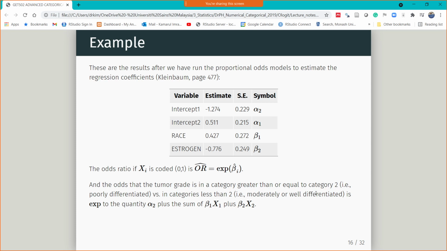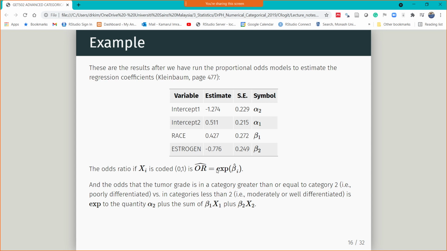In this example, we have three outcomes. Okay, three outcomes. So that's why we have intercept 1 and intercept 2. We have only one variable race and one variable estrogen. Okay, one regression value for race and one regression value for estrogen.